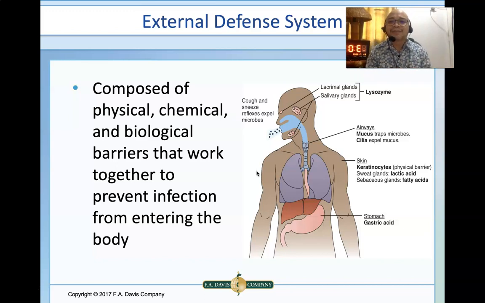Now, chemical activity would include lysozyme. Whenever you are crying, that's the best way to clean your eyes. Your tears have lysozyme, and lysozyme also has antimicrobial properties.